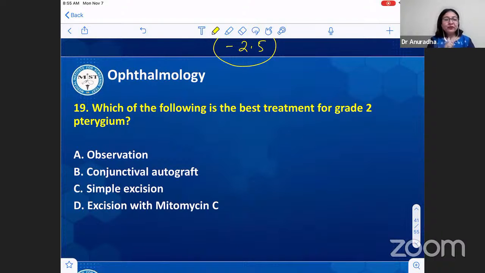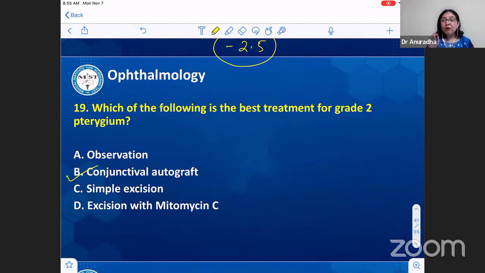Okay, so let's get back to your next question. Which of the following is the best treatment for grade 2 pterygium? Grade 2 pterygium is the one which is covering the cornea, which has crossed the limbus. So what is the best treatment for pterygium? Yes, it is conjunctival autograft.